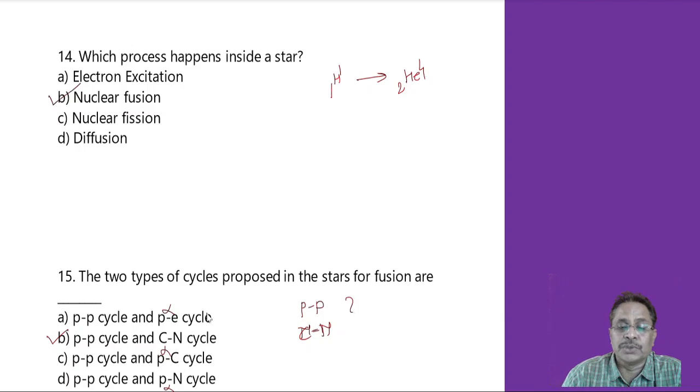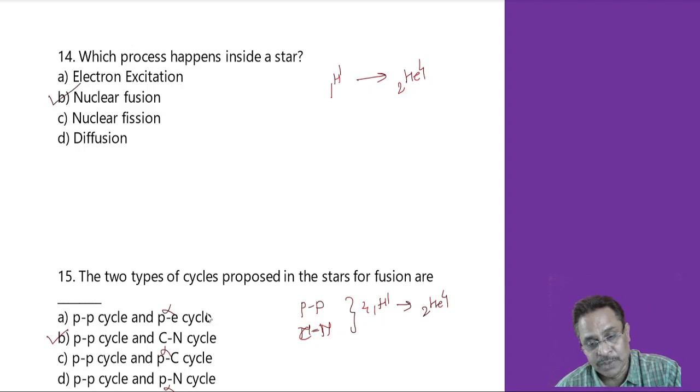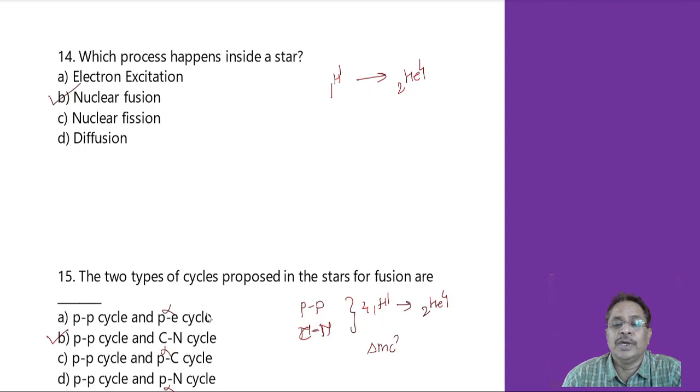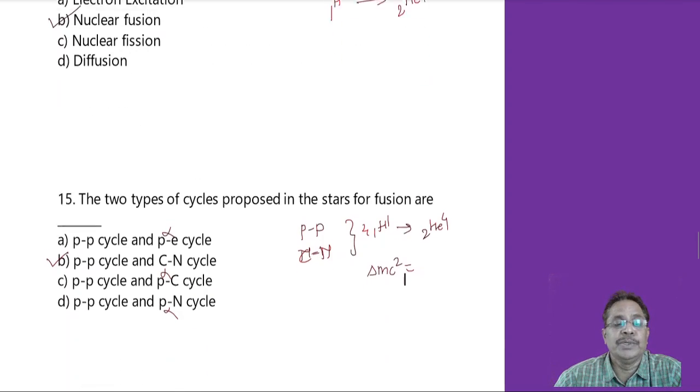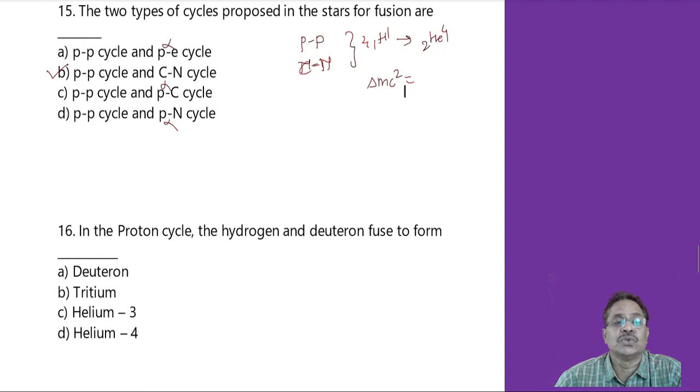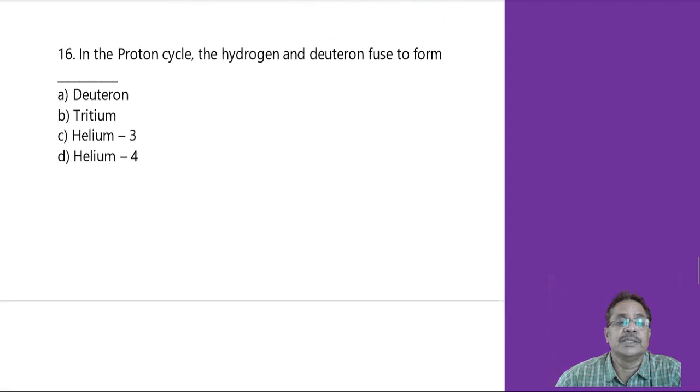In both the processes 4 hydrogen atoms, so 4 1H1, come together, and that gives you He4, or helium nuclei. And in that process, as we have said earlier, a certain mass is lost, and this mass is converted into energy, and this is the amount of energy generated in this type of nuclear reaction. And therefore PP cycle and CN cycle are the common source of generation of energy inside stars.